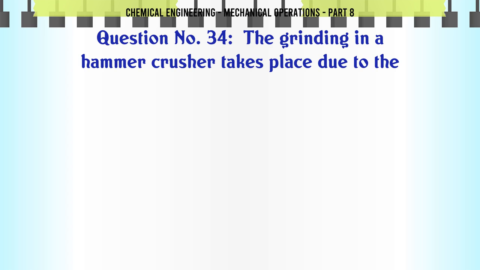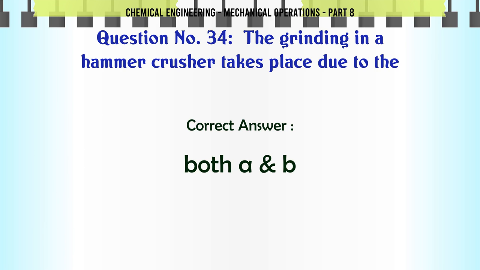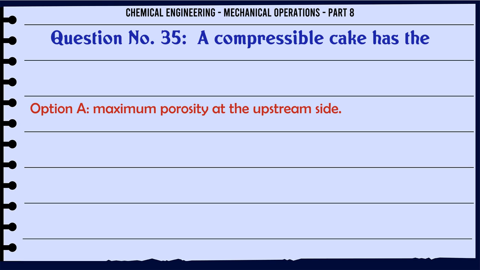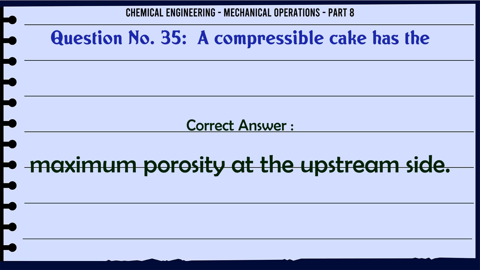The grinding in a hammer crusher takes place due to the A. Attrition. B. Impact. C. Both A and B. D. Neither A nor B. The correct answer is both A and B. A compressible cake has the A. Maximum porosity at the upstream side. B. Maximum porosity at the filter medium. C. Same porosity throughout the cake thickness. D. None of these. The correct answer is maximum porosity at the upstream side.